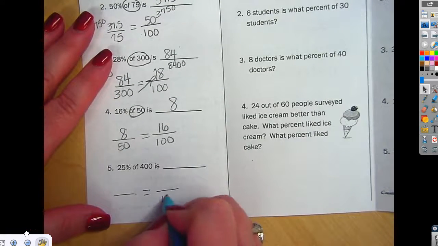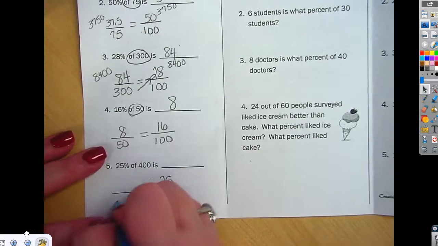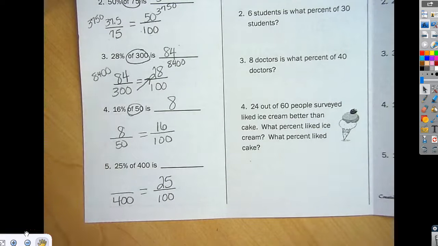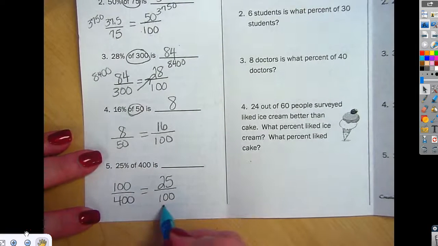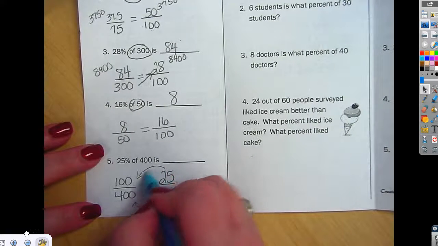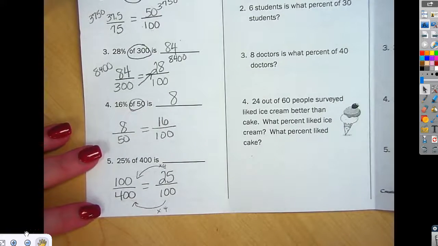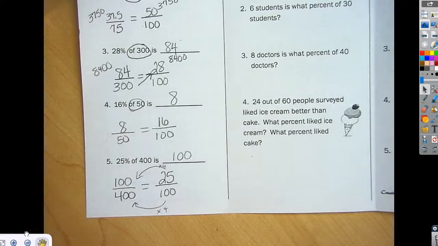All right, last one in this section. So what is 25% of 400? Well, I know that one too. Anybody else know that one? Yes. 100. Right? To go from here to here, I multiplied by 4. So to go from here to here, I would multiply by 4. So it is 100. You could also cross multiply. All right, everybody good with that? Okay, let's look at the next one.